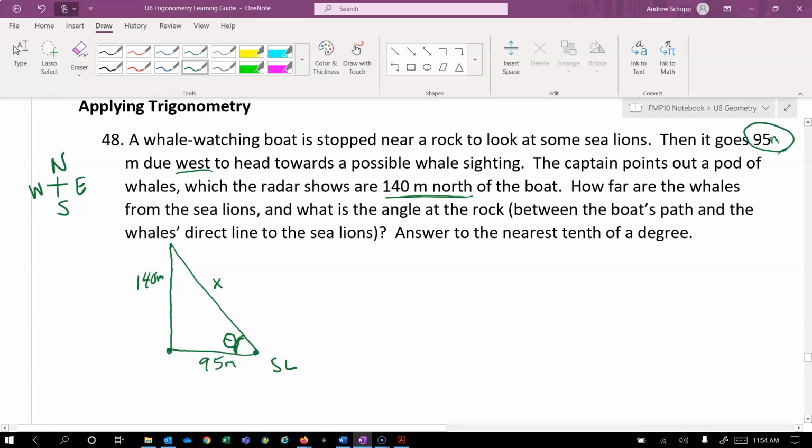We can start by finding the distance x, and when we have two side lengths in a right triangle, we can find the third using the Pythagorean theorem. So 95 squared plus 140 squared must be equal to x squared. Square root both sides, and x is equal to the square root of 95 squared plus 140 squared. Calculating that, we end up with 169.2 meters.